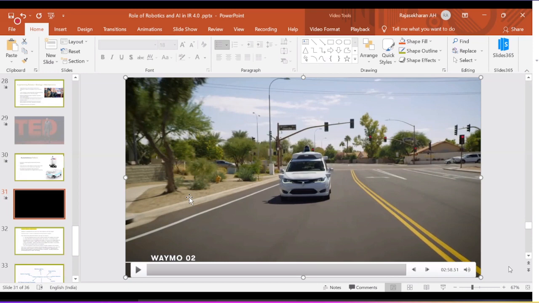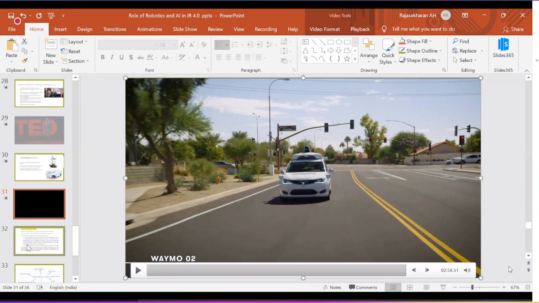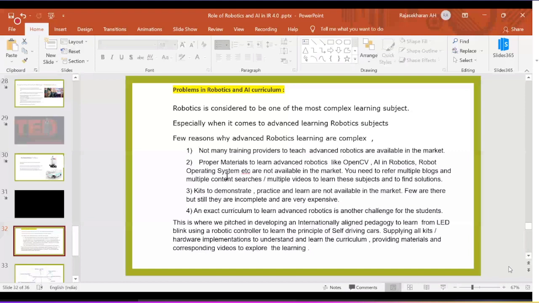So what we found out is that in the curriculum currently available online, there is no progressive learning. It is available in bits and pieces somewhere. They need to refer to multiple blogs and multiple videos if they want a full, complete curriculum for any learning, especially in advanced robotics.